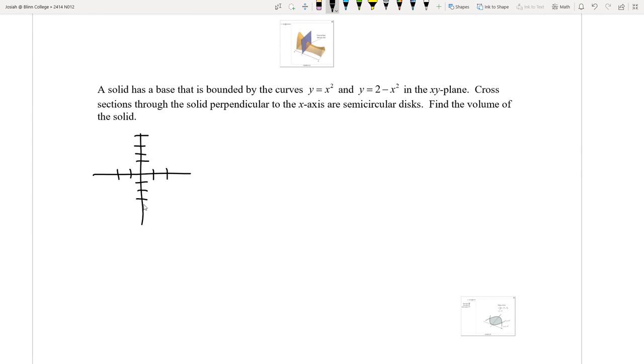And so that's going to be vertex at the origin. If we go left and right 1, we go up 1. If we go left and right 2, we go up 4 from that vertex. So something that looks kind of like this. The other guy here is going to be y equals 2 minus x squared.